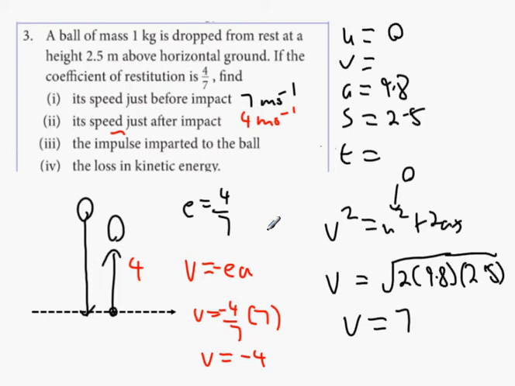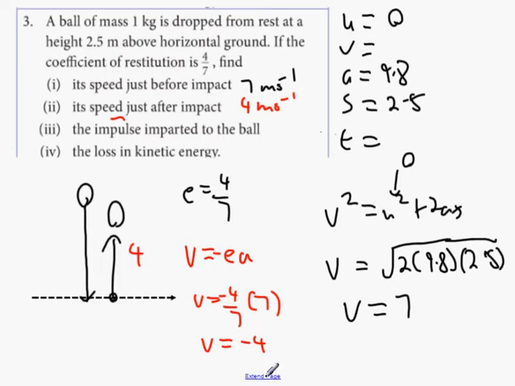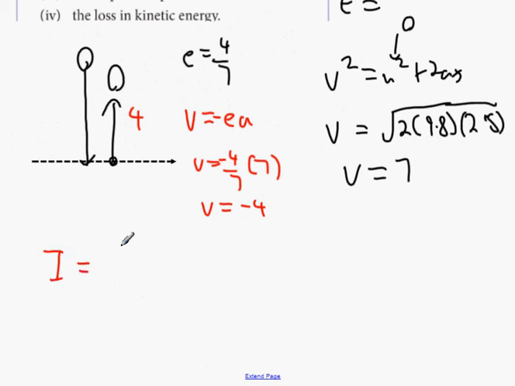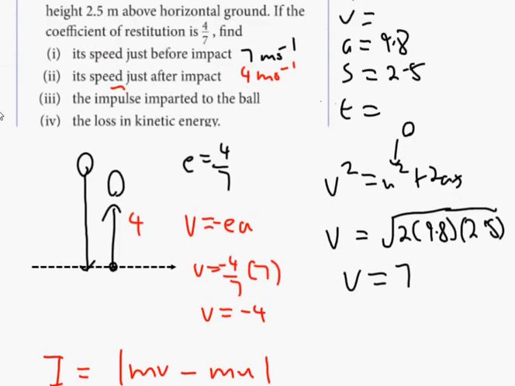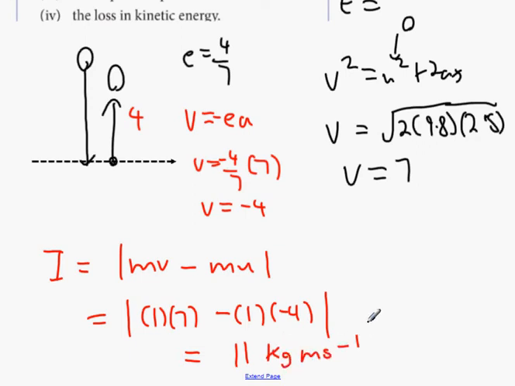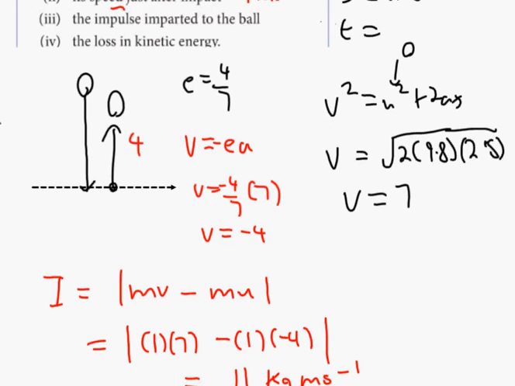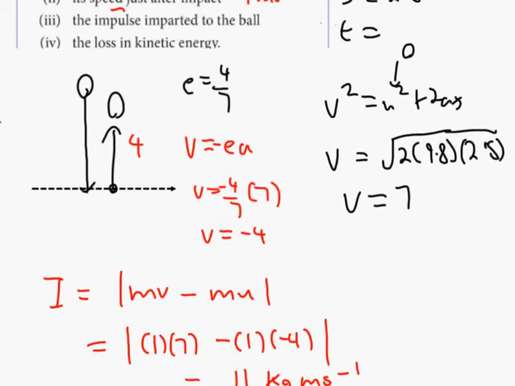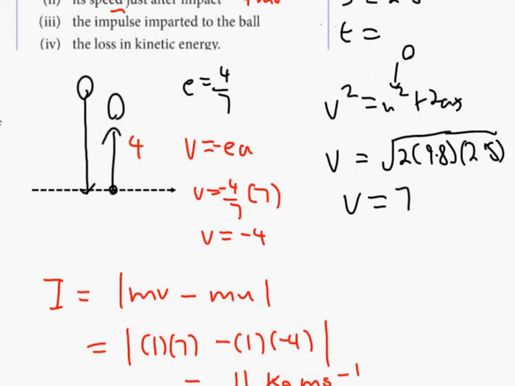Okay? Impulse exerted by the ball. What's the impulse formula, lads? Anybody remember? mv minus mu. And what's the weight of this ball? 1 kilogram. So 1 times 7 minus 1 times -4. Anybody tell me what that is? 11. What's the units? Mass times velocity, kilogram ms to the -1. Now, the impulse imparted by the ball. Nice, okay.